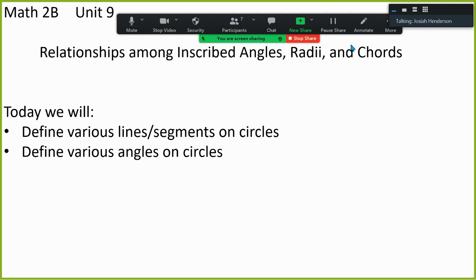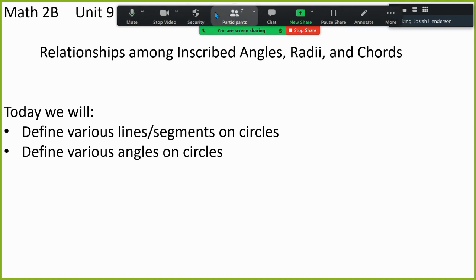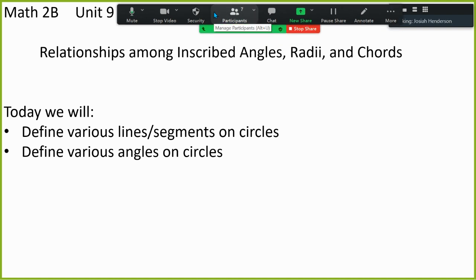So what you did on Tuesday, and then we kind of recapped it yesterday, was work with the circle formula. Now we're going to actually dig into the geometry of circles. So we're not going to be dealing with the formula today, which is nice. We're going to put that to the side. It'll come back again in the future. But we are still sticking with circles and all these different parts of circles. So we're going to be defining various lines and segments that are on circles and various angles on circles.